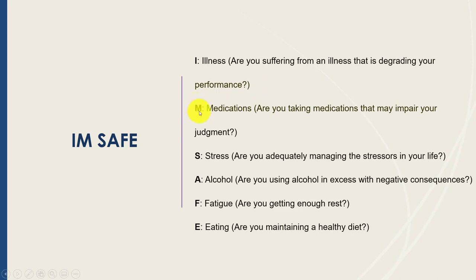Followed by M. M is for medications. Are you taking any medications that might impair your judgment? S is for stress. Are you adequately managing stressors in your life? A is for alcohol. Are you using alcohol in excess? Certainly coming into work drunk or hungover is going to increase your likelihood of harming somebody. F is for fatigue. Are you getting enough rest? Right? And then E is for eating. Are you maintaining a healthy diet?